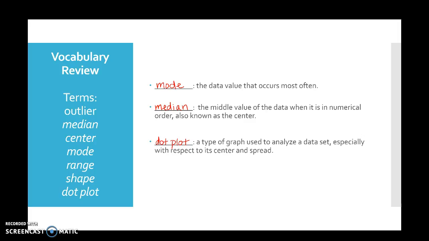It's also known as the center. So the median is where you're taking the center value, or you can cross them out working from the outside in. If there's an odd number of dots, there will be one point that is the center. If there's an even number of dots, you'll have to look at the 2 dots at the center and then average them out, which means you're going to add them up and divide by 2. So if we were at 10 and 11, the median would be 10.5. And a dot plot is a type of graph used to analyze a data set, especially with respect to its center and spread.